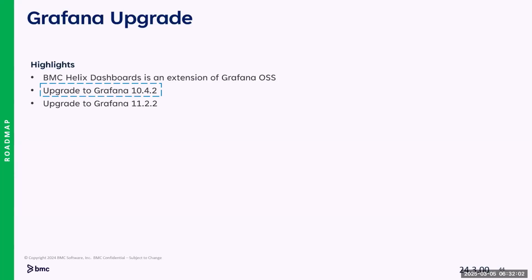Now let's come to a few other roadmap items not related to Helix GPT. One is Grafana. We use Grafana open source in Helix Dashboards. We are currently at version 10.4, and in an upcoming release, we will upgrade to Grafana 11.2. The benefit for you is that you will be able to take advantage of the newer features of the new release so that you always benefit from whatever new Grafana has introduced in the product. It could be UI, it could be other features, and so on.